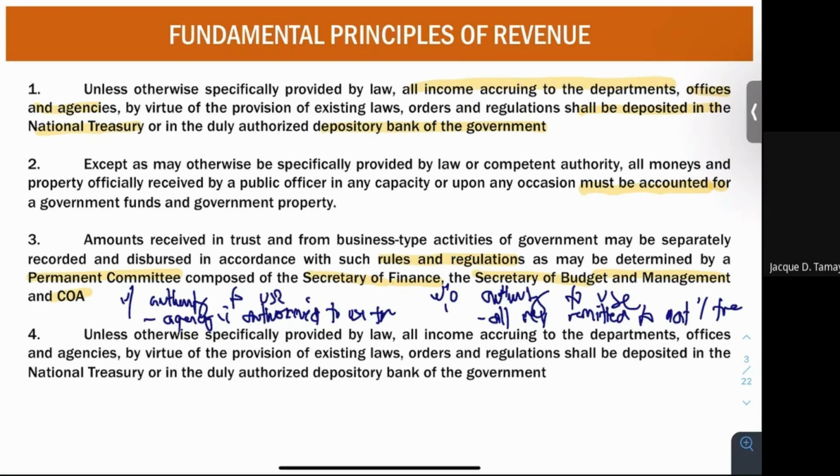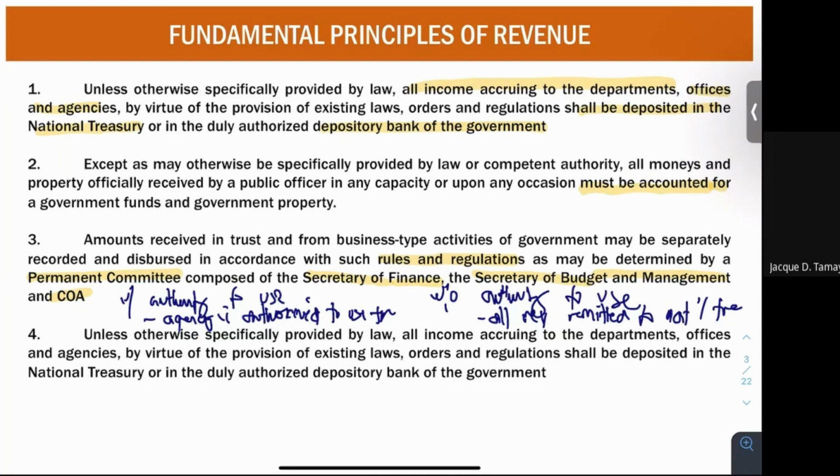So number one means without authority to use, meaning all revenues must be deposited to the National Treasury. While number three is with authority to use, wherein there is a permanent committee. This will be in the form of special fund wherein the agency can make use of the revenue collected.